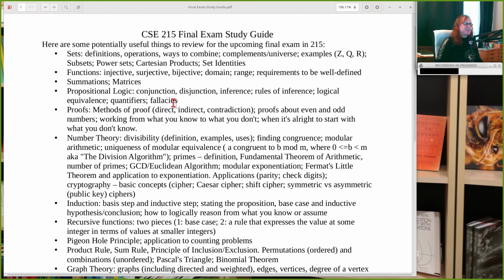And then fallacies, there are 2 fallacies. The fallacy of affirming the conclusion and the fallacy of denying the hypothesis. And these are kind of the counterparts to direct reasoning or detachment and indirect reasoning. So it's the backwards, incorrect way of trying to apply those laws of logic.